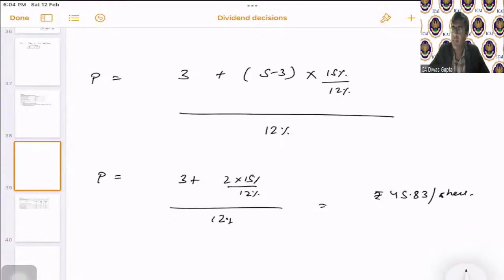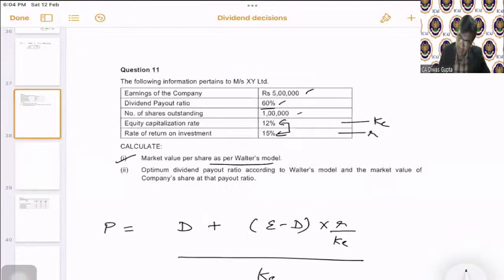Now, the second part of the question asks us the optimum dividend payout ratio according to the Walters model and the market value of company share at that payout ratio. Now, students, it is very straightforward. We know that R is actually greater than KE. That means the company is giving more return as compared to the expectation.